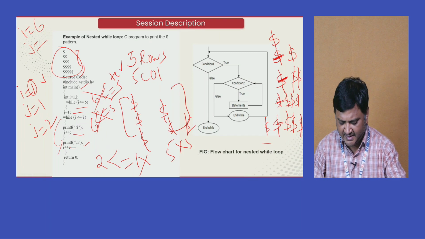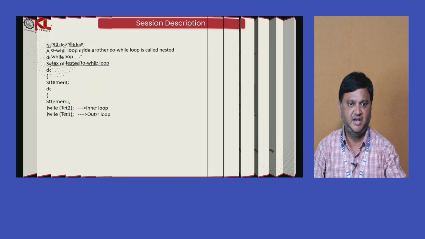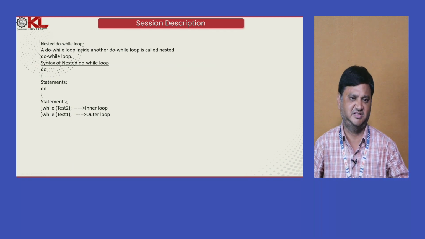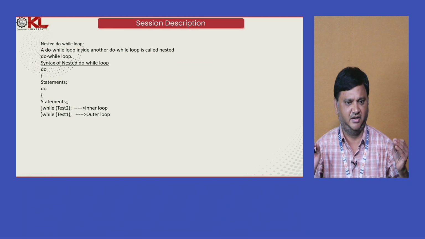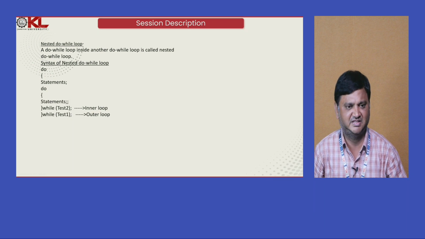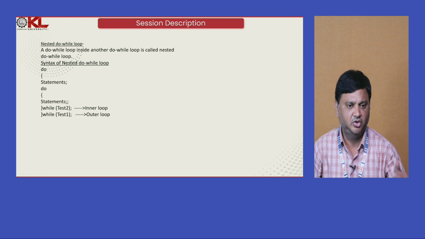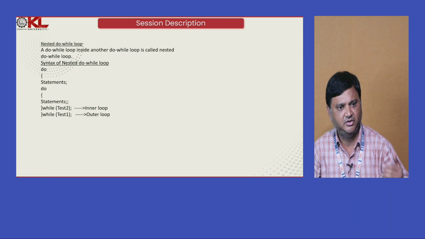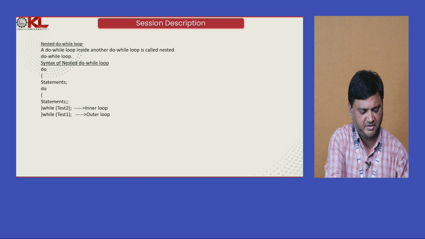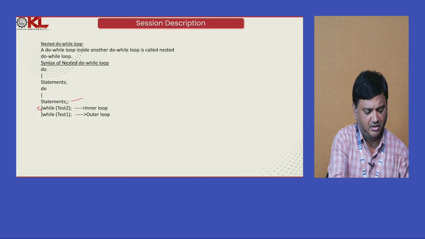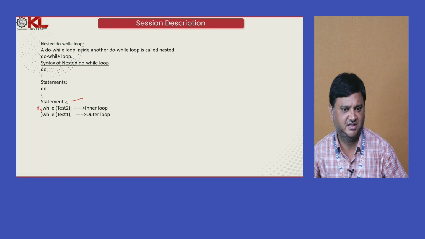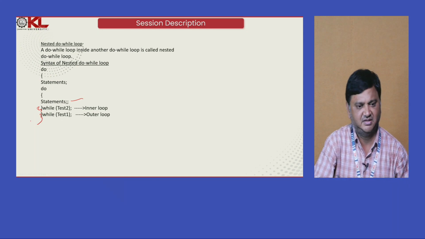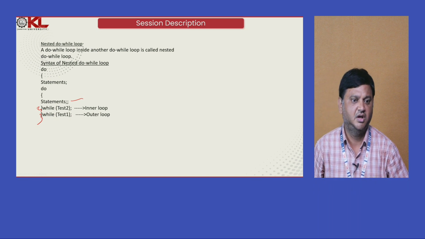Now let us see the same example in nested do while. Very simple, just only the syntax will be changed, my dear students. Everything remains the same. The conditions and the statements will be the same except the syntax. In a do while, the syntax is first you start with a do followed by statements, again you open one more do followed by statements, and this is called the inner loop condition, and another closing parenthesis is called the outer loop condition.